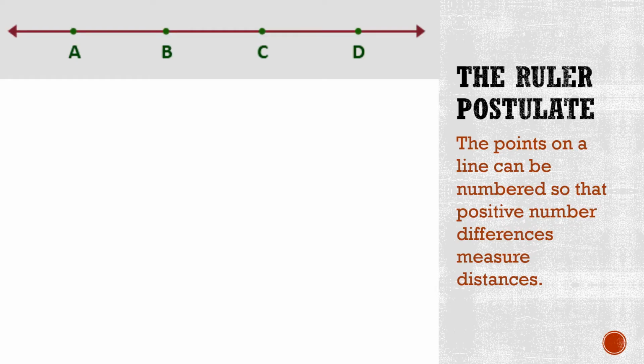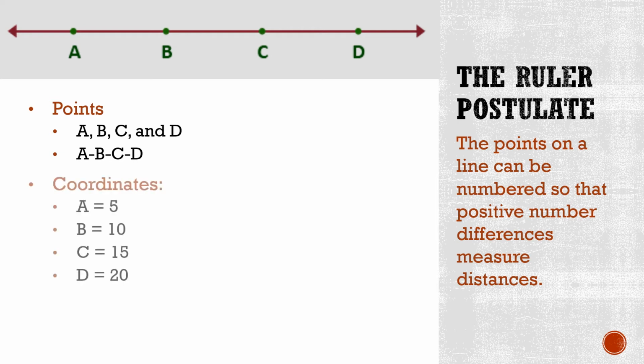Whoa, that was a lot of information. So let's break it down a little bit. We've got some points on a line here, A, B, C, and D. Now I can put dashes in between those points, as you see here, and say that B and C fall in between A and D.